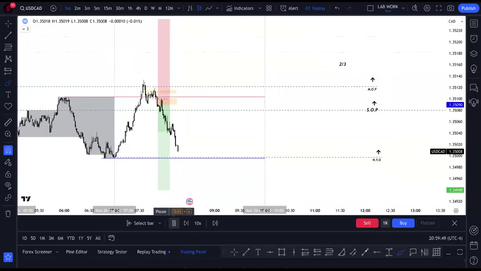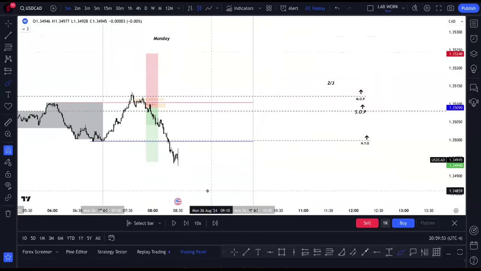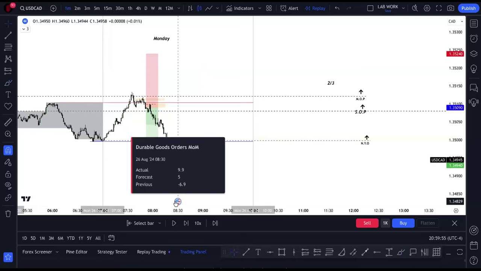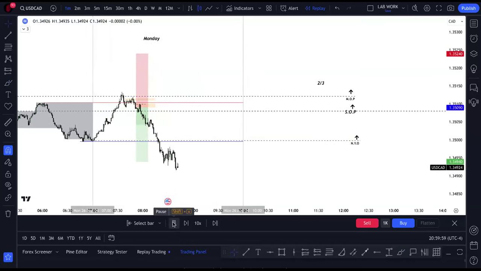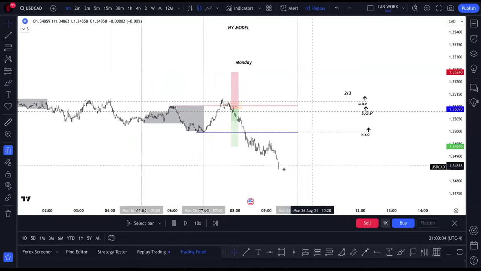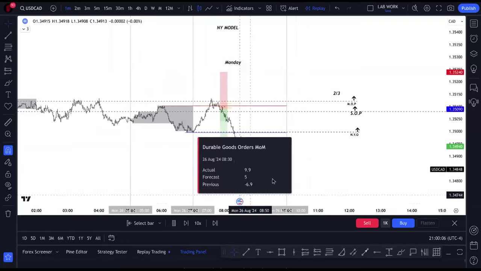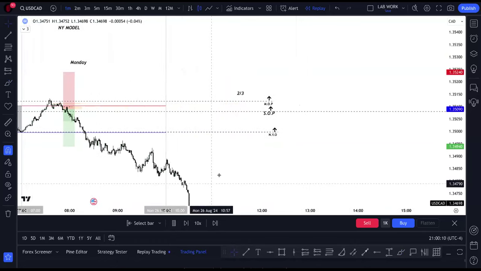Press play, and TP hit right into the news too at 8:30. Right into 8:30. And what happens? The news shoots it up, shoots it down. What happens? Let's see. Probably get a continuation after the news. News event wasn't very volatile. Didn't really do much. Just continues to sell off.